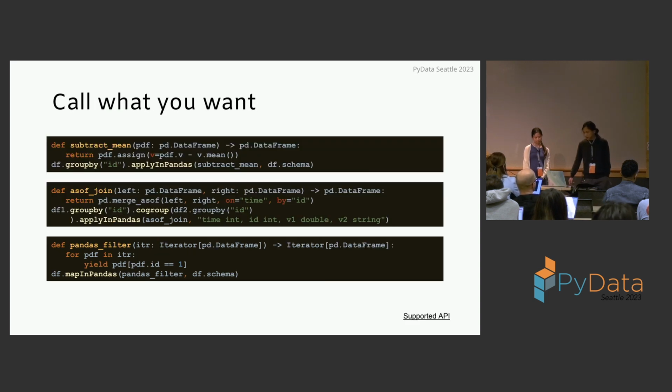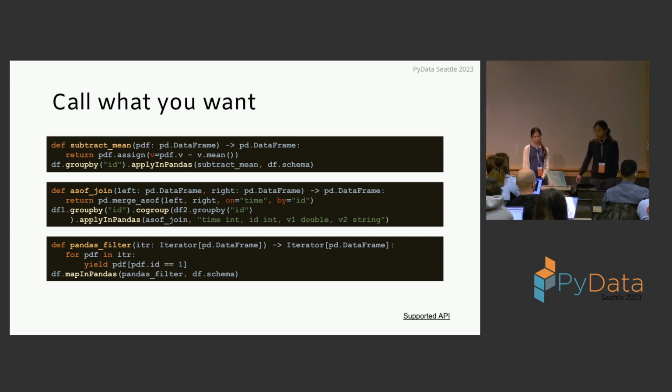Let's take a look at the examples. For the first one, I group by, and then I apply in Pandas, right? Here, each group will be a Pandas data frame, and then the subtract mean will be operated. In the second example, I perform the group by with cogroup, and then it will take the two data frames.